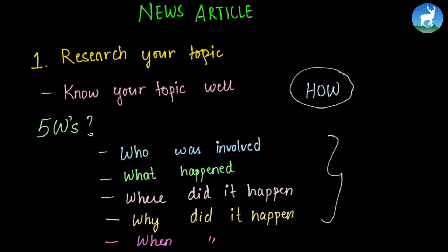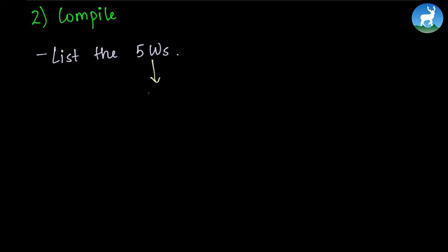Once you're done with the research, you would want to compile all your facts. So once you have the 5 W's answered, list them. This is the information that needs to be included in the article. So these 5 W's are the necessary elements or the information that you would want to include in the article.